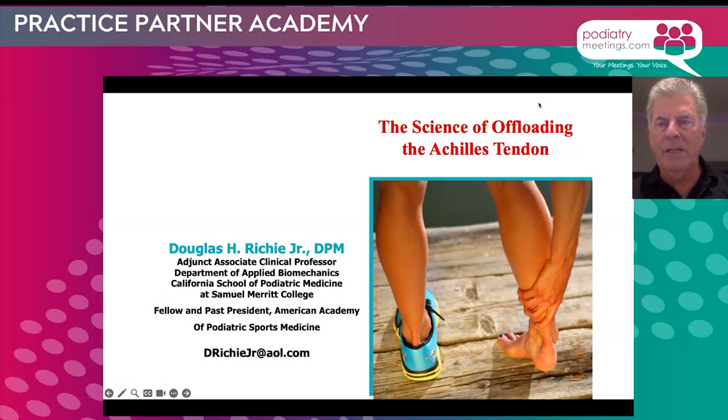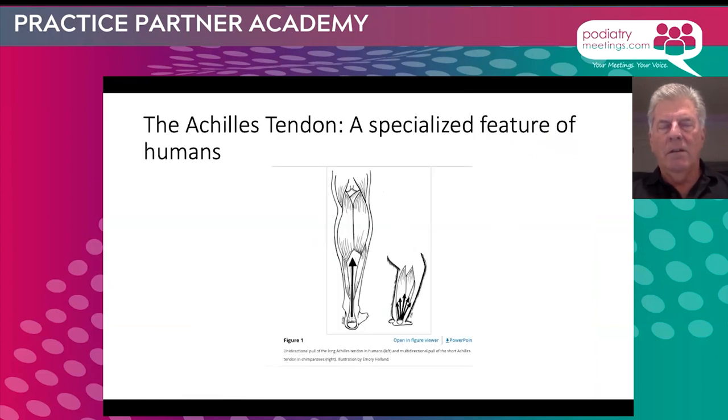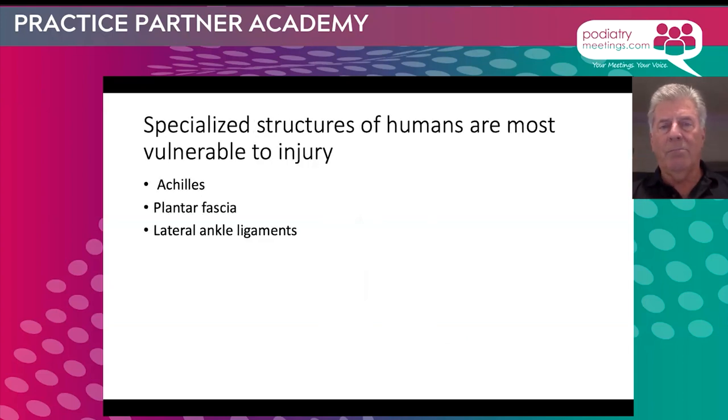We're going to talk about the Achilles tendon. It's an interesting topic because if we look at the way human beings evolved for upright bipedal ambulation, humans developed specialized structures, and one of them is the Achilles tendon. It's unique in humans compared to other walking or ambulating primates in multiple areas. But what's interesting is these specialized structures unique to humans seem to be those same structures most vulnerable to injury.